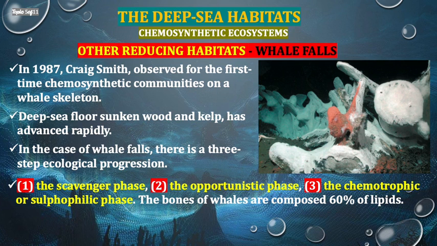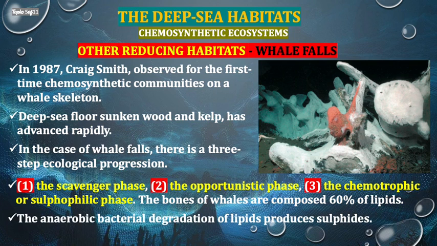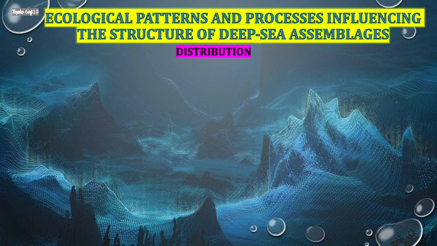At this final stage, the bones of the whales are actually composed of 60% lipids. And then the bacteria degrade these lipids to produce sulfides that are used by chemoautotrophic microorganisms, which allows them to subsequently colonize the area.